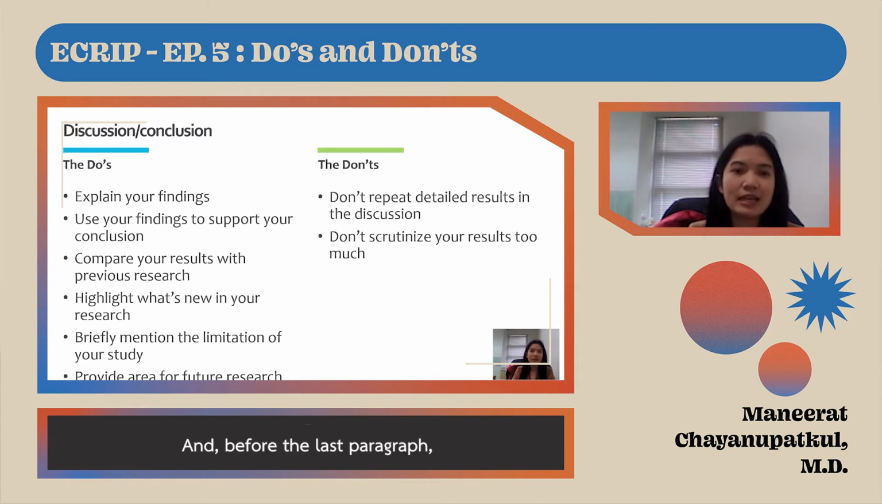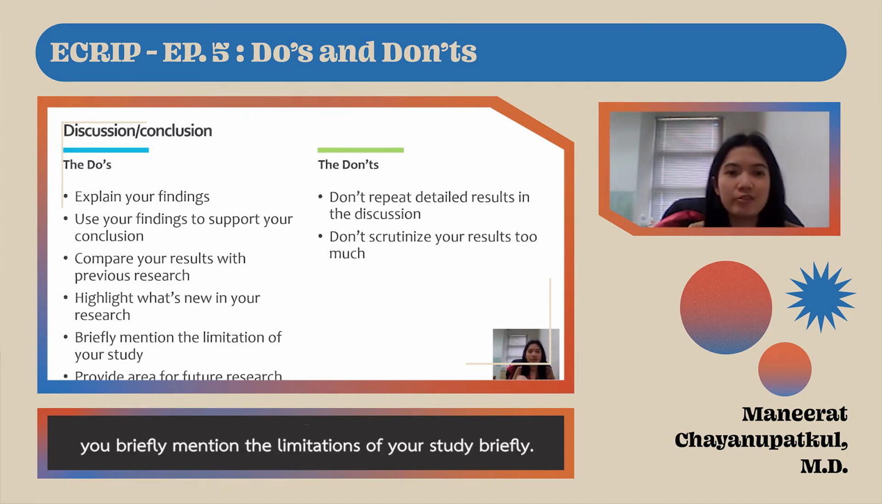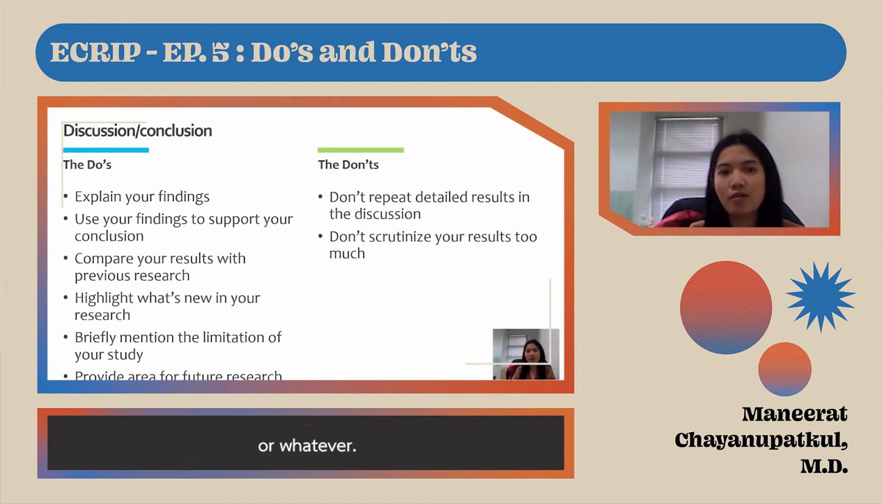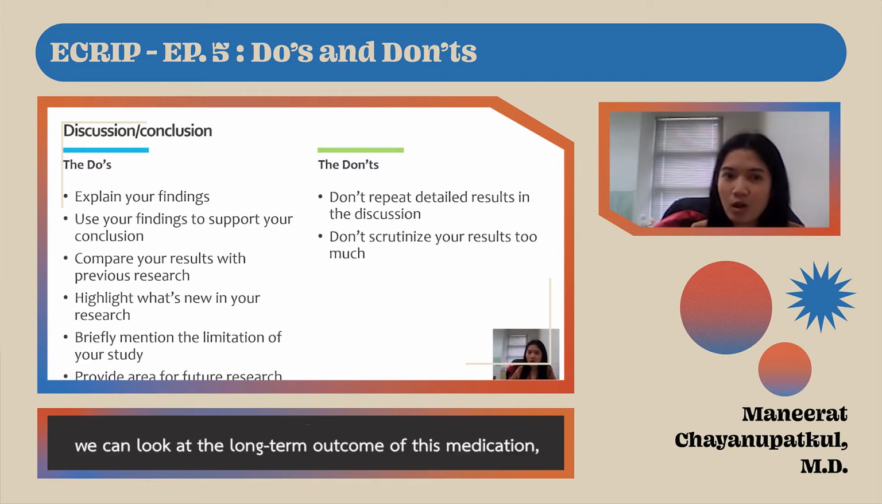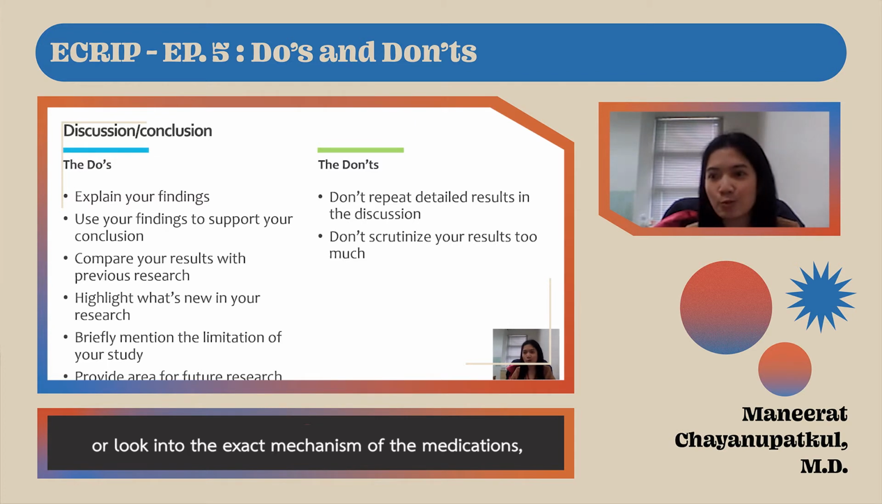So you want to tell what is so interesting and what's so new about your study. And usually before the last paragraph, you briefly mention the limitation of your study. Briefly, just say the limitation of the study may be the sample size, the loss of follow-up, or whatever. And then you end it with the area for future research, like, we think this medication works in this way, and what we should do in the next step. We can study with a longer follow-up. We can look at the long-term outcome of this medication, or look into the exact mechanism of the medication, those kinds of things.